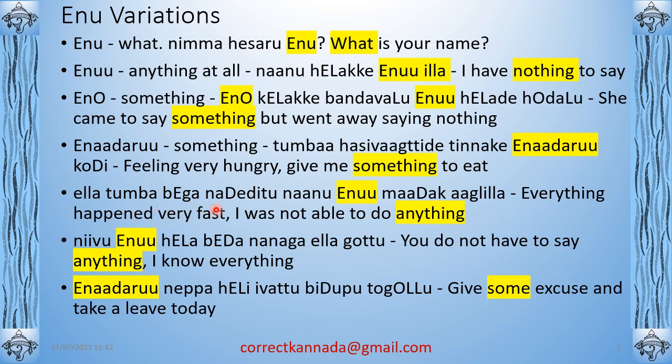Okay, then. ಎಲ್ಲ ತುಂಬಾ ಬೇಗ ನಡೆದಿತ್ತು, ನಾನು ಏನೂ ಮಾಡಕ್ ಆಗ್ಲಿಲ್ಲ. Everything happened very fast. Ella means all. Okay, everything happened very fast. I was not able to do anything. Nade is to walk literally, but you can use it for something that is occurring, something that is happening. So ella tumba bege, bega ಆಗ್ತಿತ್ತು also you can put instead of ನಡೆದಿತ್ತು. ಆಗ್ತಿತ್ತು or ನಡೆದಿತ್ತು. ನಾನು ಏನೂ ಮಾಡಕ್ಕಾಗ್ಲಿಲ್ಲ. I was not able to do anything.